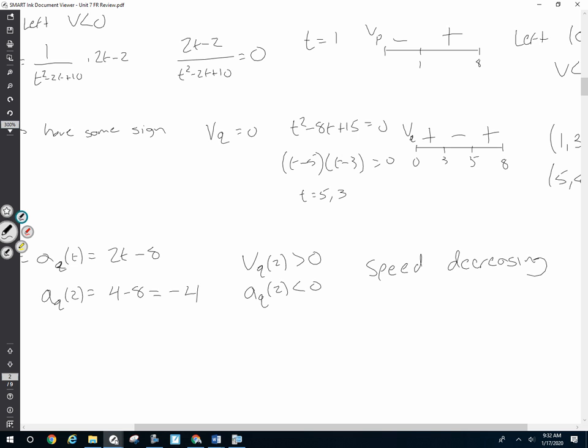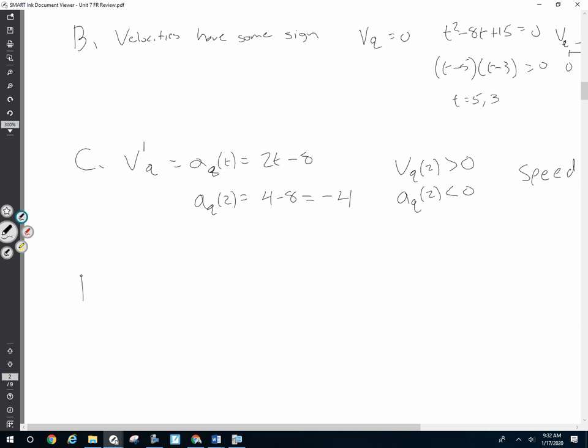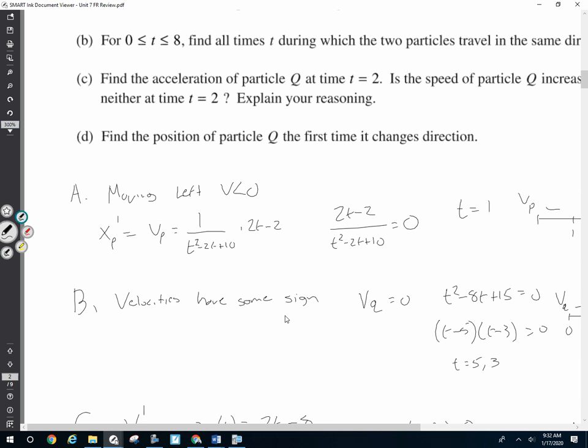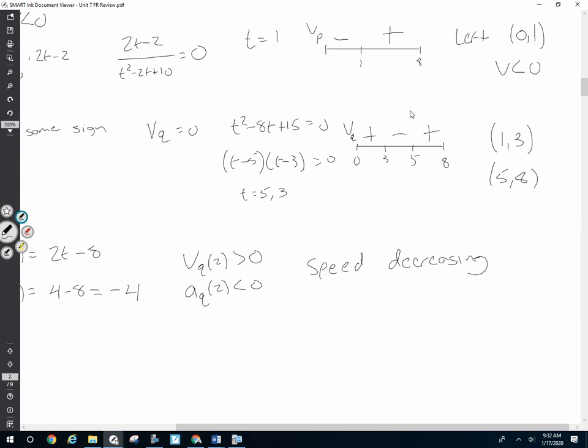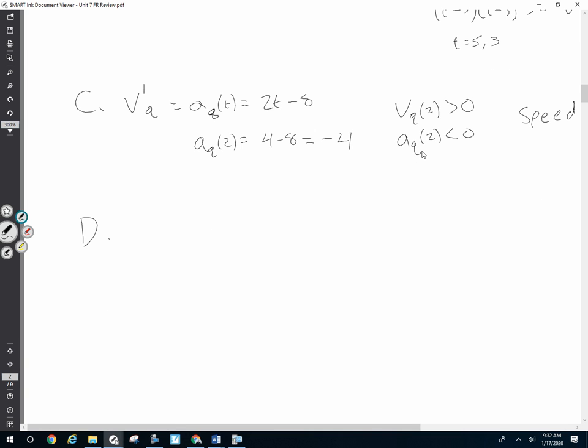Part D. Find the position of the particle Q the first time it changes direction. Okay, so here's the first time it changes direction. T equals 3, v of Q changes sign. That means I'm going from right to left or left to right, so that means we change direction.